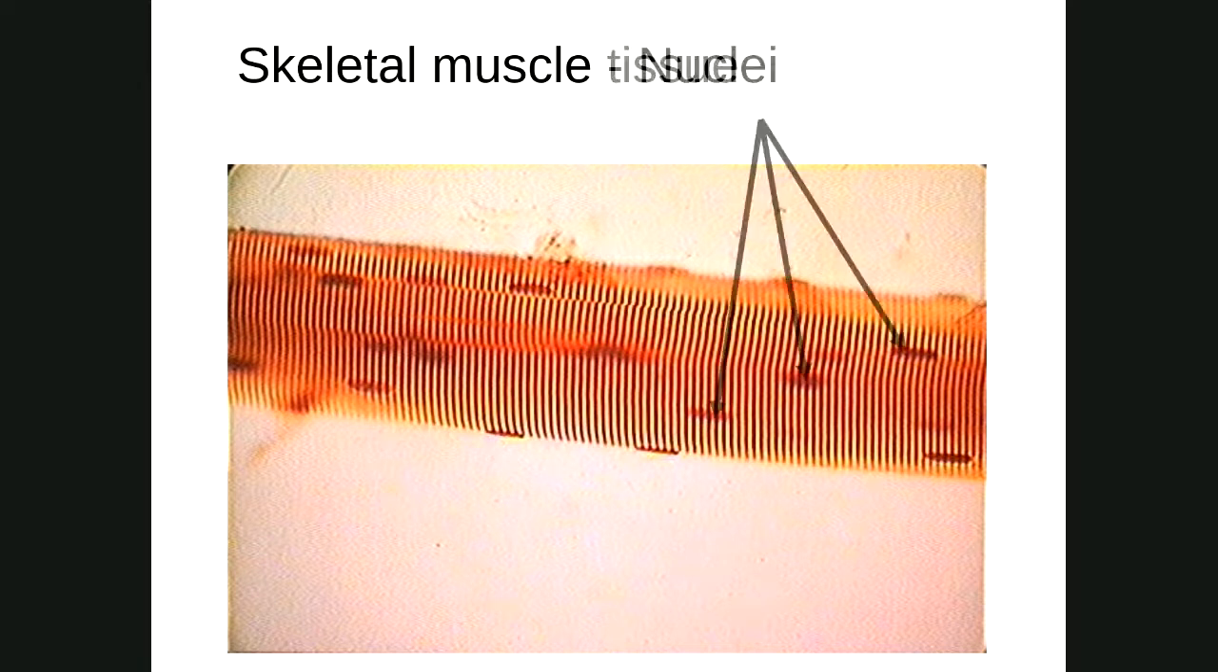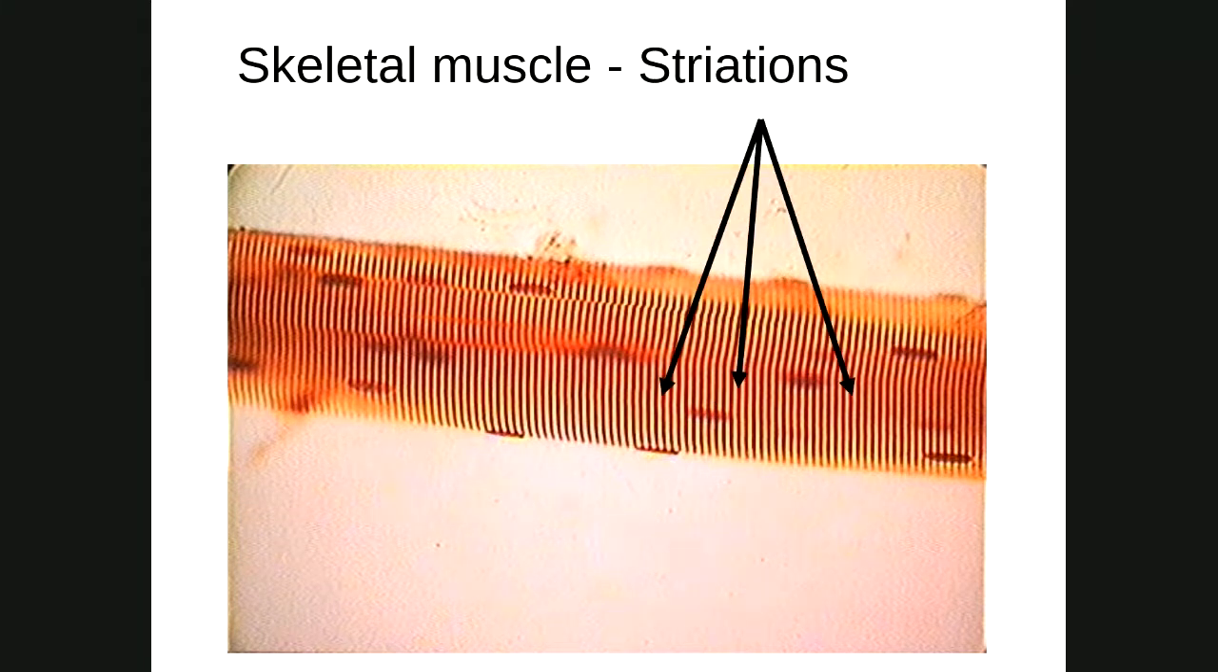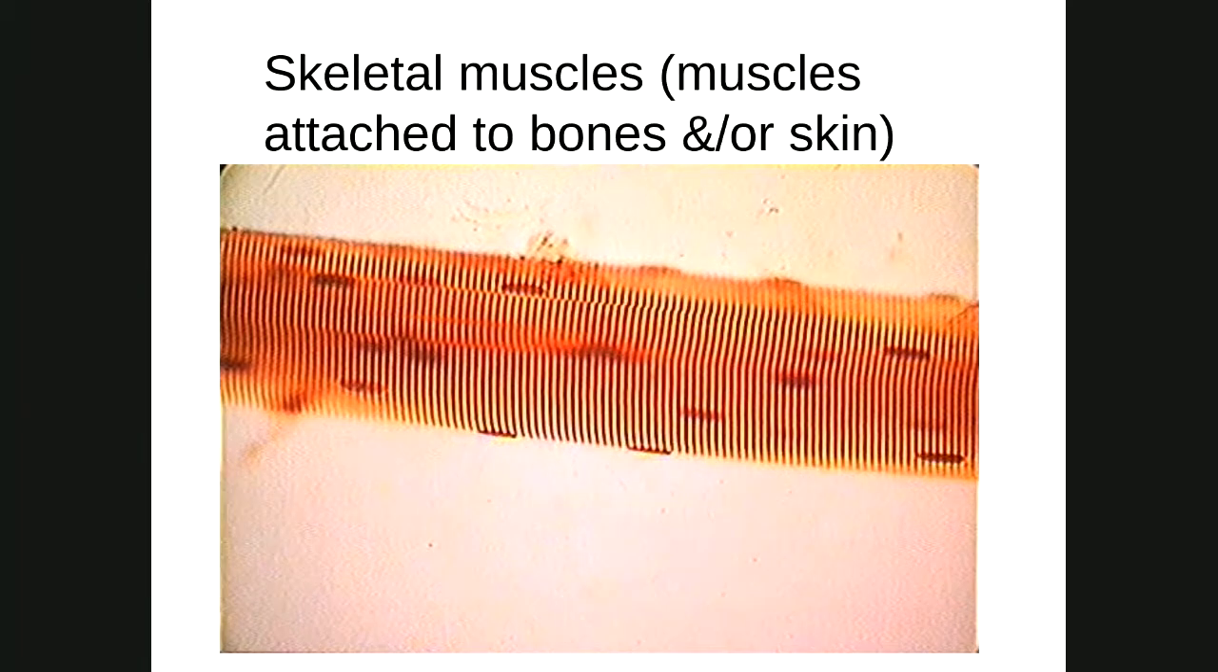Skeletal muscle is voluntary, which means you can control it. You can consciously, much like how you're taking notes right now, that is skeletal muscle. Cardiac muscle, you can't do that. So the previous slide was the nuclei. Here are the striations, the stripes. So where do we find it? Skeletal muscles are attached to bone, skin, other structures.